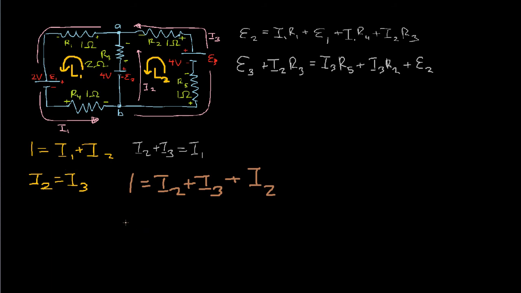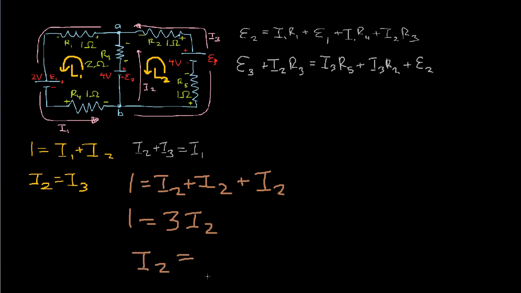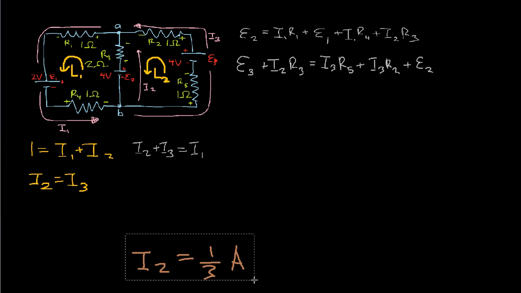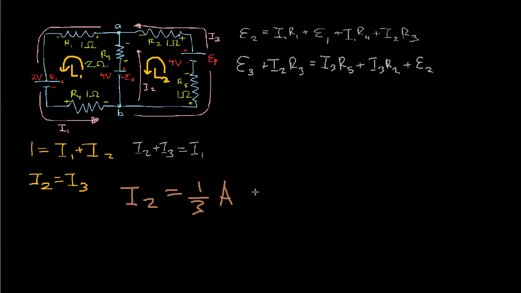So let's take it one step further. That's I2 plus I2. Hey, guess what? One variable. So now we can solve it. 1 equals 3I2. So now we know I2 equals 1/3 of an amp. Nice. And with that in mind, since I2 is 1/3 of an amp, wouldn't that mean I3 is 1/3 of an amp? You betcha.